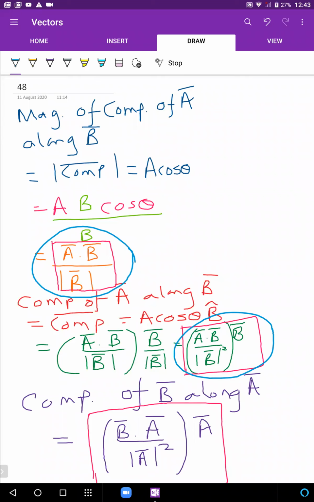Sometimes the people creating the questions are not very careful with their English, so they interchange these two names. But you should not be confused because you will have options in front of you. If the options look like numbers, find the magnitude. If the options look like vectors, find the component. I cap, J cap, K cap visible, find the second one. Numbers visible, find the first one. Okay?